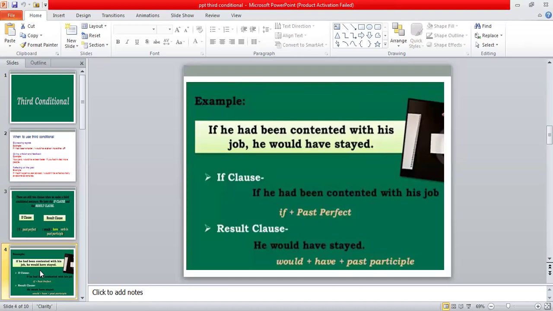Like you can see in this example, if he had been contented with his job, he would have stayed. It means that in the if clause, we have used past perfect tense. What is past perfect tense? In past perfect tense, we use had plus the third form of the verb. And in the result clause, we use would have with the third form of the verb.